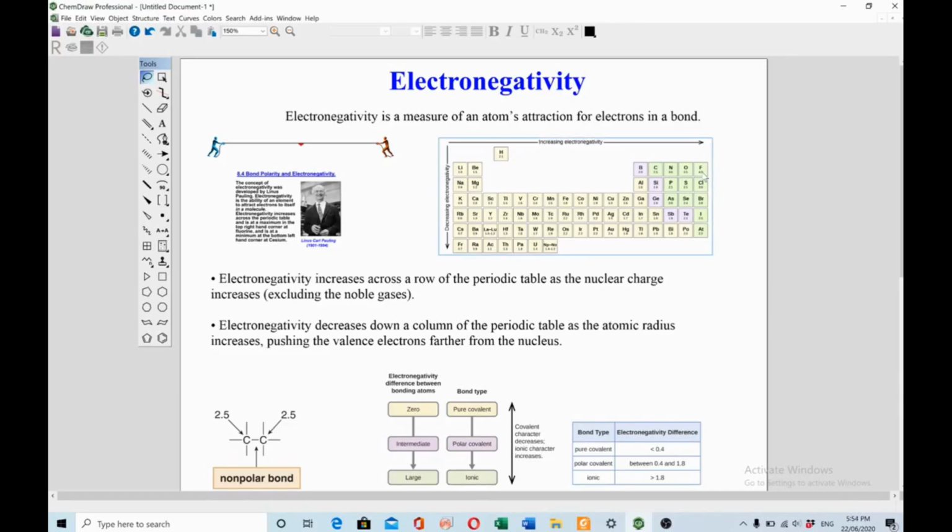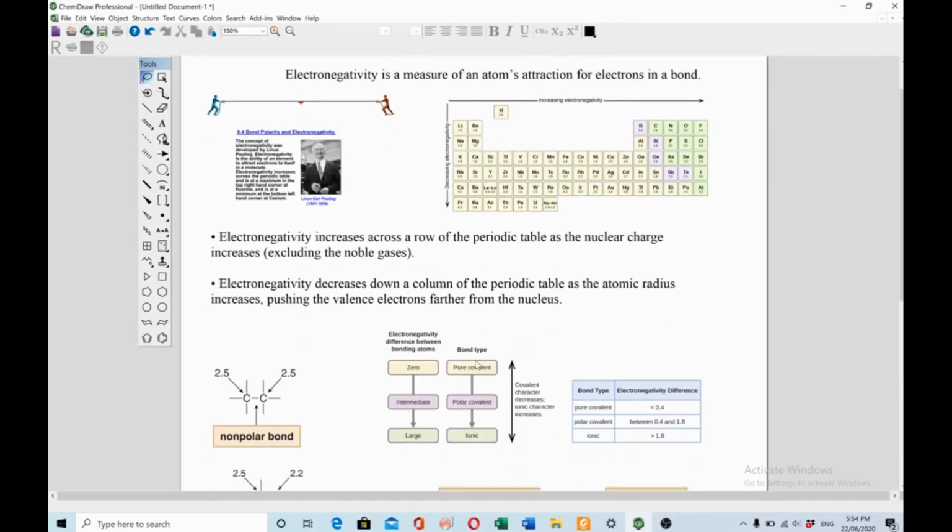By the way, this electronegativity concept was given by Linus Pauling, and he introduced the bond polarity and electronegativity concept. He was born in 1901 and died in 1994. These are the two key points that I mentioned, that electronegativity increases across the row of the periodic table and decreases down the column. What is the application of electronegativity? It gives you an idea to predict the nature of bond present in any molecule.